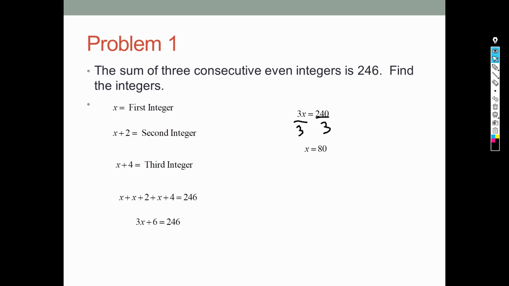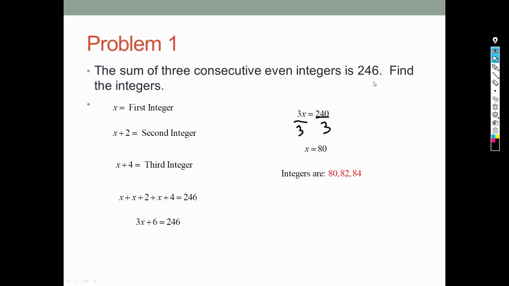2 more than that will give me the second one, and 2 more than that will give me the third one. Okay, so we add 2 to the 80, we get 82, and then add 2 to the 82, we get 84. Those are the 3 integers. And then of course you can check it by adding them up.